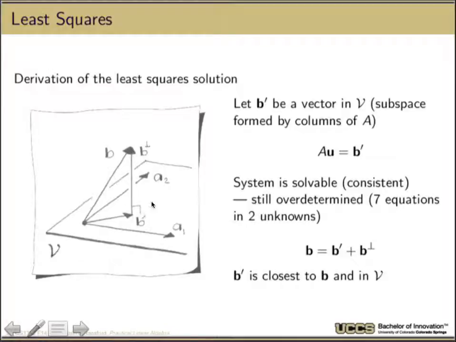And so even though it's unsolvable, we want to represent our solution as the sum of two things. B is going to be a component in the plane plus a component perpendicular to the plane. And of all the points in the plane, B prime here is the closest. Why? Because as I get farther away in any other direction, I'm going to increase the length of this triangle and make it bigger.